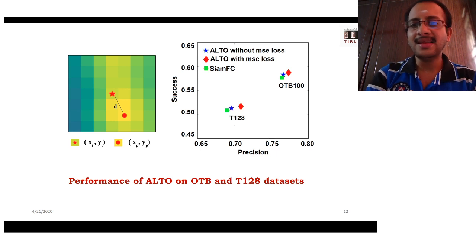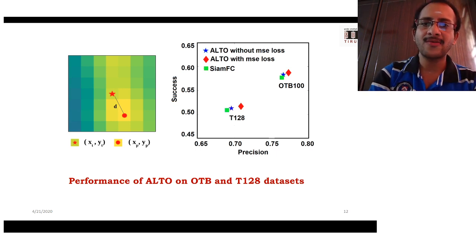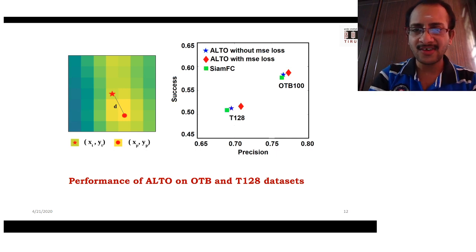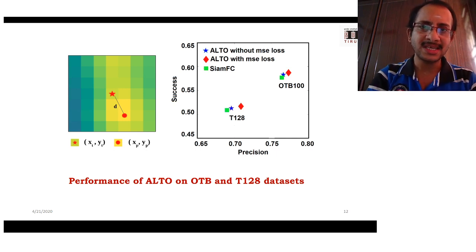And as you can see, this gives a reasonable boost compared to the existing frameworks. It is also seen that adding the mean square error loss in addition to the adversarial loss is useful.